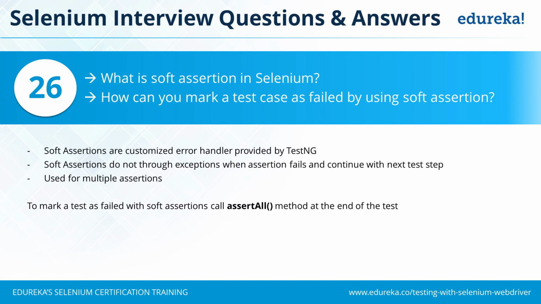Soft assertions do not throw exceptions when an assertion fails and continue to the next step. This is very important to understand: a soft assertion is not going to throw any kind of exception even if the assertion fails. Against hard assertions, or the assertions provided by the Assert class, if any assertion fails, it will throw an exception, and the exception won't allow your test case to proceed further. But with soft assertion, even if your assertion fails, you can still go on to the next step and check if the next assertion passes or fails.